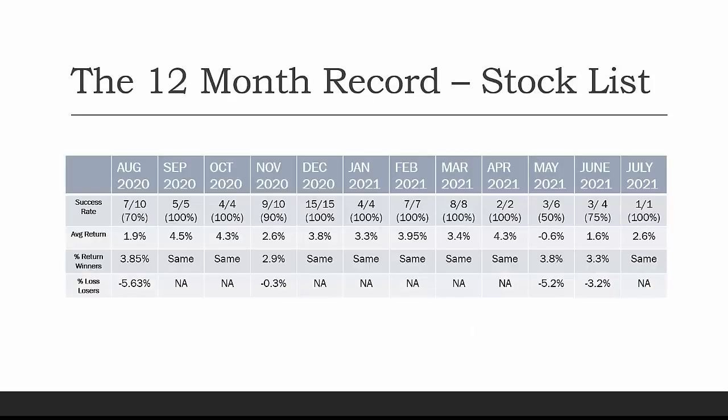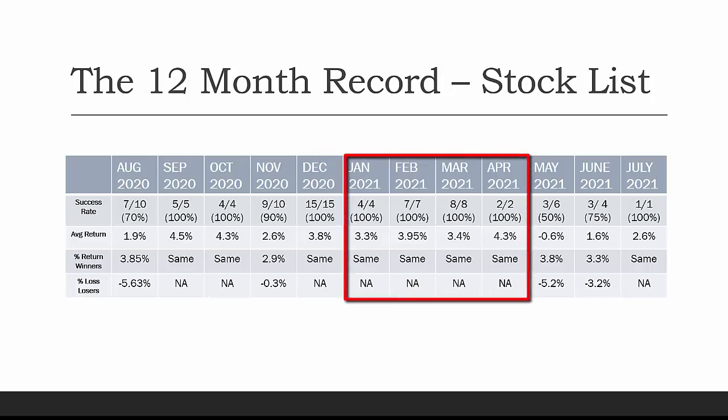And again, we go through the 12-month record. And in August, we started off with a 70% success rate and average return of 1.9%. Then September, we only found 5 trades, but all 5 were profitable to an average return of 4.5%. Same thing with October, only 4 trades, but all 4 were profitable with a 4.3% average return. November, a 90% success rate with an average return of 2.6%. December 2020, 100% success rate with 15 total trades for an average return of 3.8%.